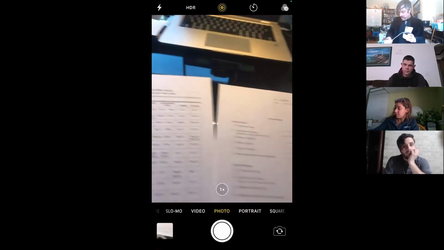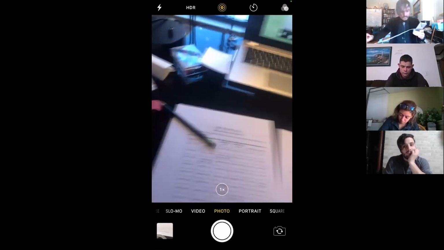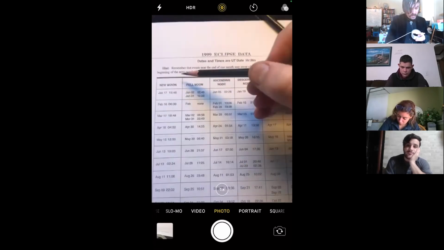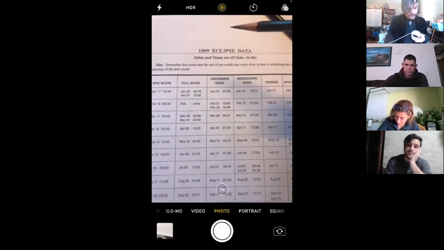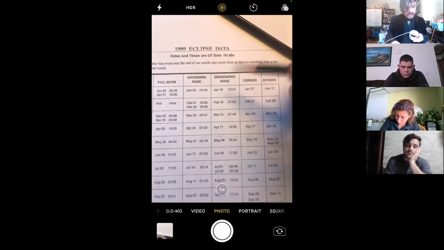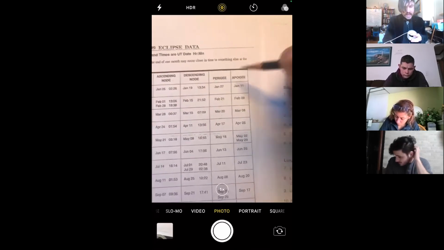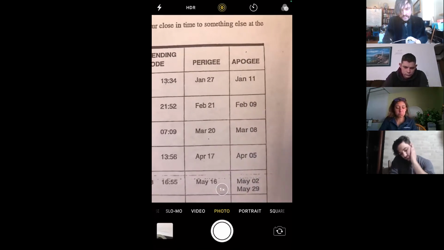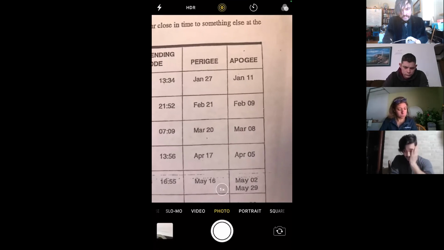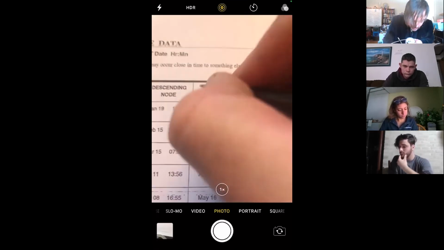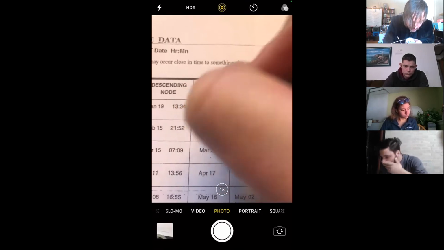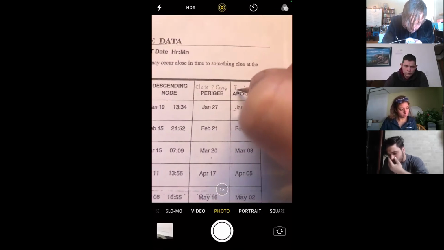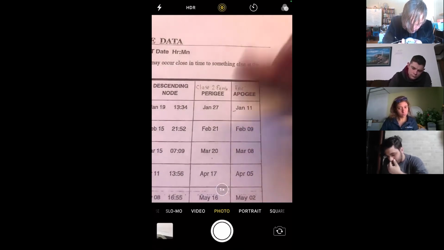Okay, this table gives us the dates and times of new moon, full moon, the ascending node, the descending node, the perigee, and the apogee. Does anyone remember what these two words mean, perigee and apogee? Okay, let's take a cheat sheet note. This means close to Earth, and this means far from Earth.